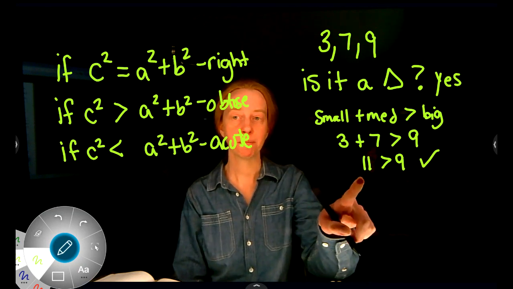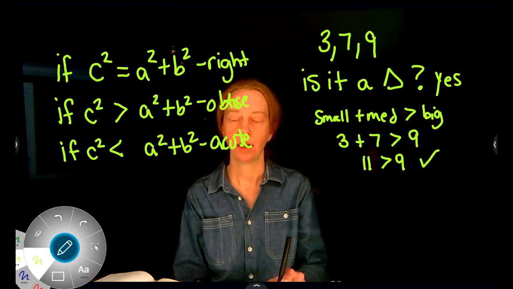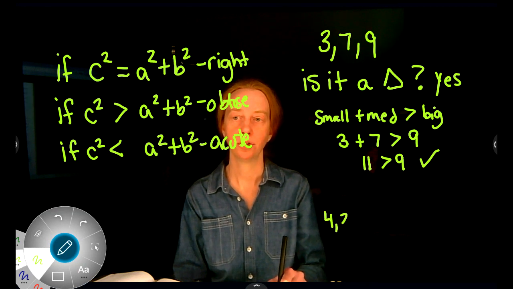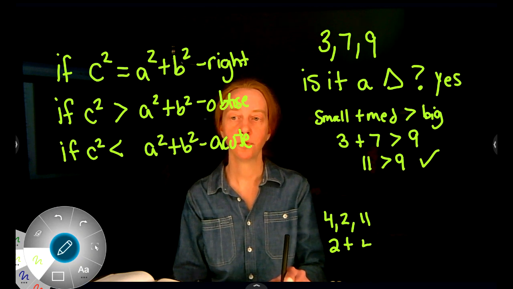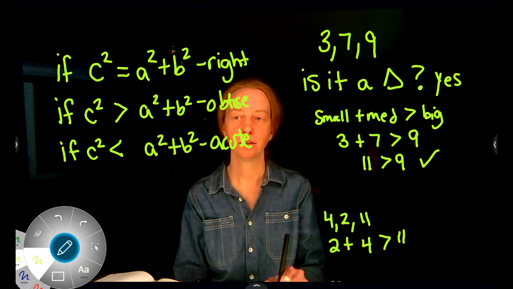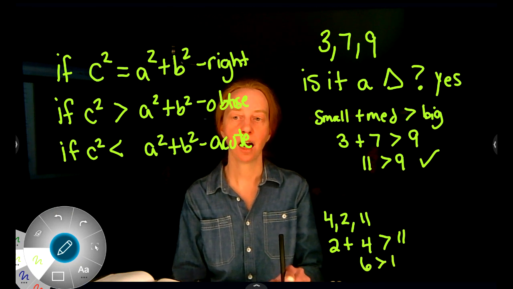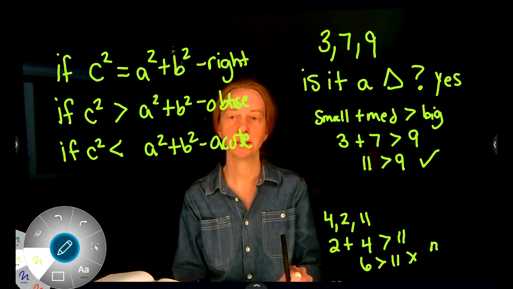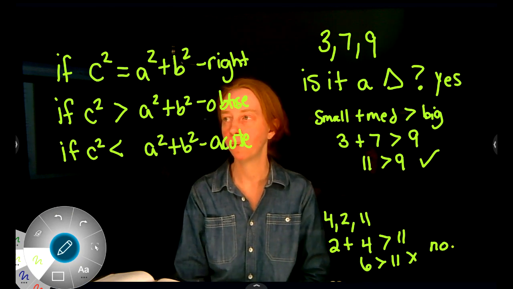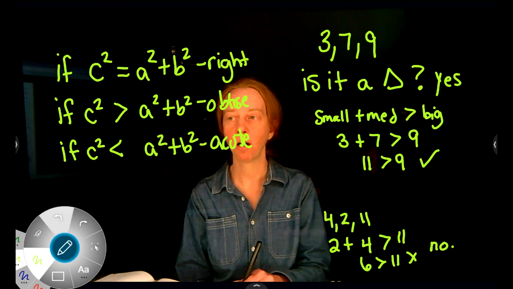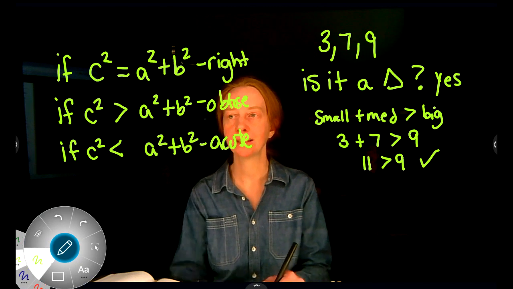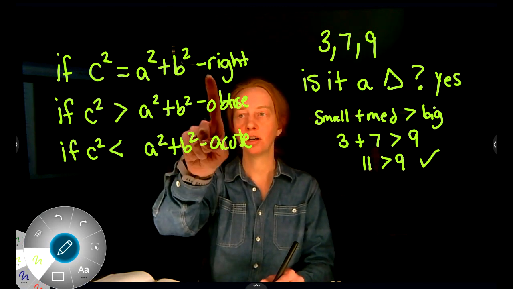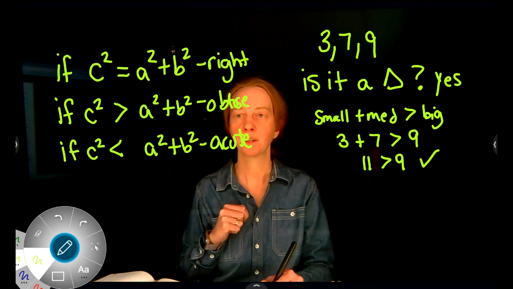If we had something else, like, for example, 2, 4, 11, we would do the same thing. We would put it in order. So 2 plus the medium, 4. Is that greater than 11? 2 plus 4 is 6. Not greater than 11. So we would say no, and we would stop there and say not a triangle. So that's going to be your first step, is always to determine, is it a triangle? If it's a triangle, you're going to do the second step, which is putting it in this order to determine which symbol to use.